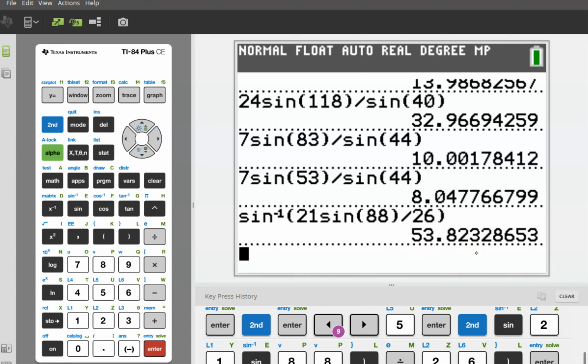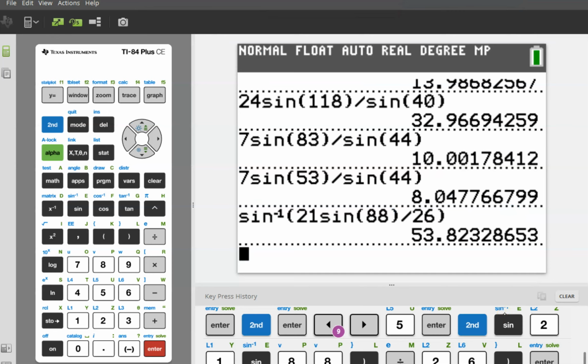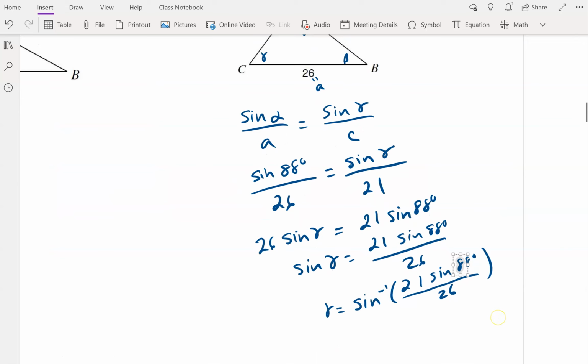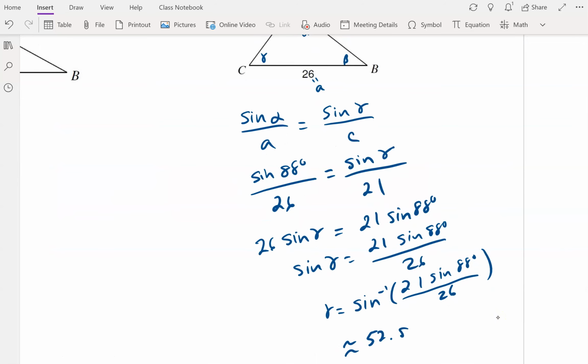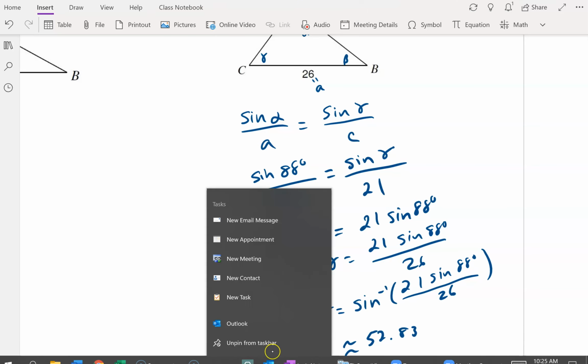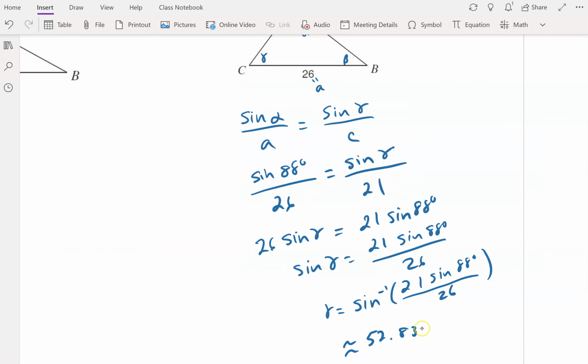And we get 53.8233. Oops, hit the wrong one. So our gamma is approximately 52.8233. And of course, I already forgot what it was because I messed around with the screen. It was 52.8233 degrees.